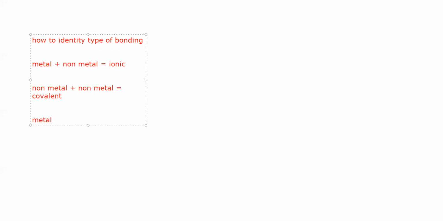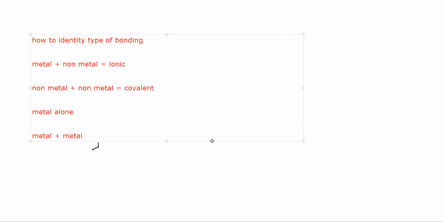If it is metal alone or metal plus metal, then it will be a metallic bond. So metal alone or metal and metal, then it will be metallic.